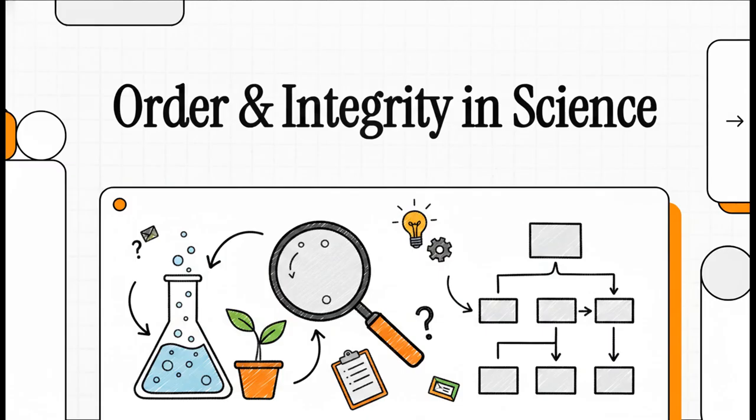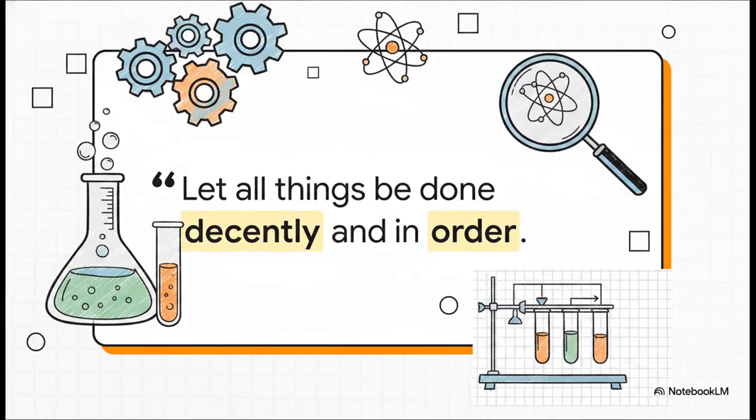1 Corinthians chapter 14, verse 40 tells us, "Let all things be done decently and in order." Now, you might be wondering, why are we talking about this in a science lesson? Well, it's because order is literally the absolute bedrock of science. Without order, an experiment is just a random, chaotic series of events. When we design an experiment decently and in order, we're creating a structured environment that allows the truth to clearly reveal itself. Order in our design is what gives us total integrity in our results.